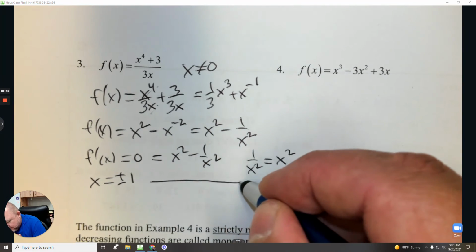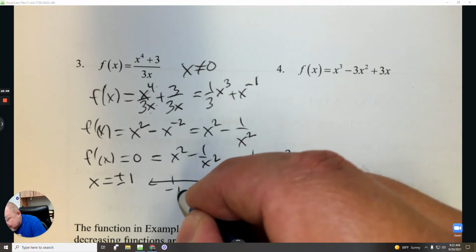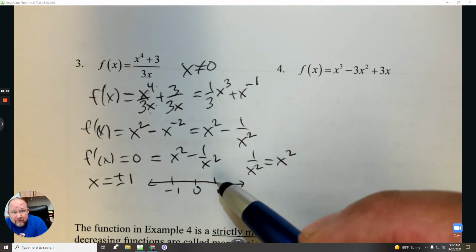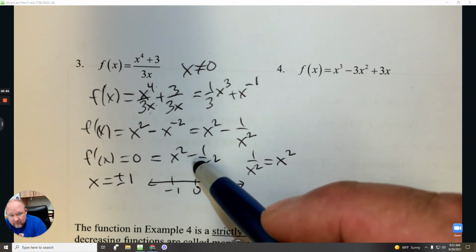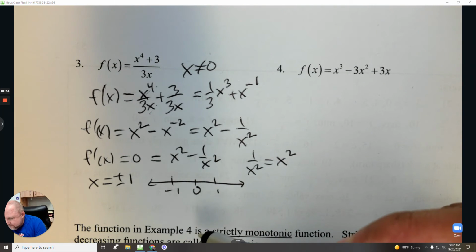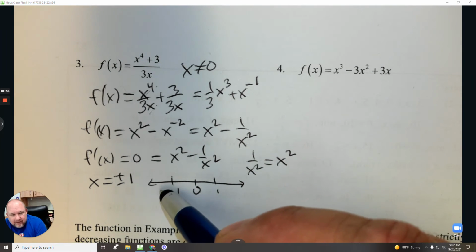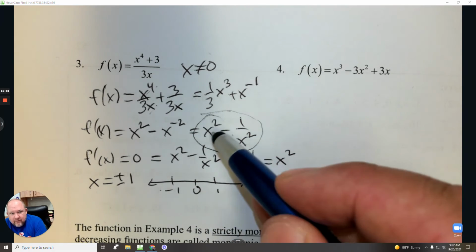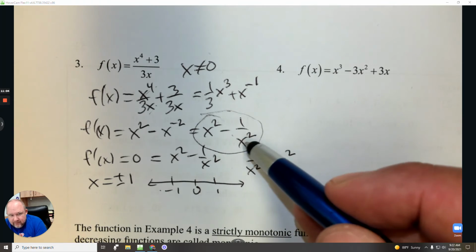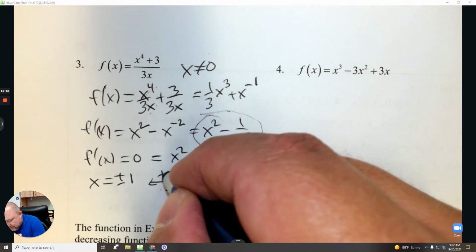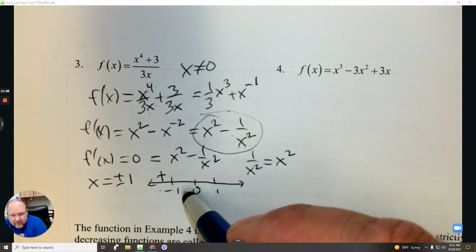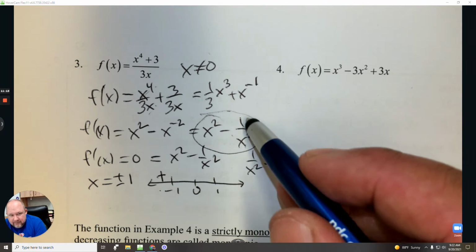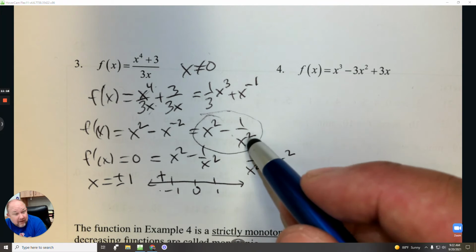And then I'm going to do a number line just with positive and negative 1 and 0, which is my domain restriction. Now 0 can't be a relative max or min, but it needs to be on my number line, so it does create an interval of increasing and decreasing. And then plug in, so if I plug in negative 2 into the derivative, so I'm going to use this right here. So negative 2 squared is positive 4, this is 1/4, so together that's a positive answer.